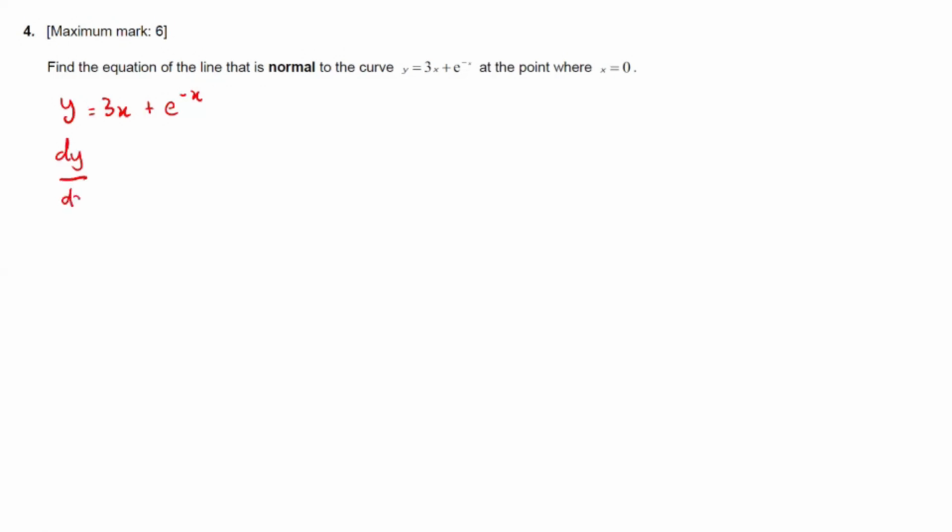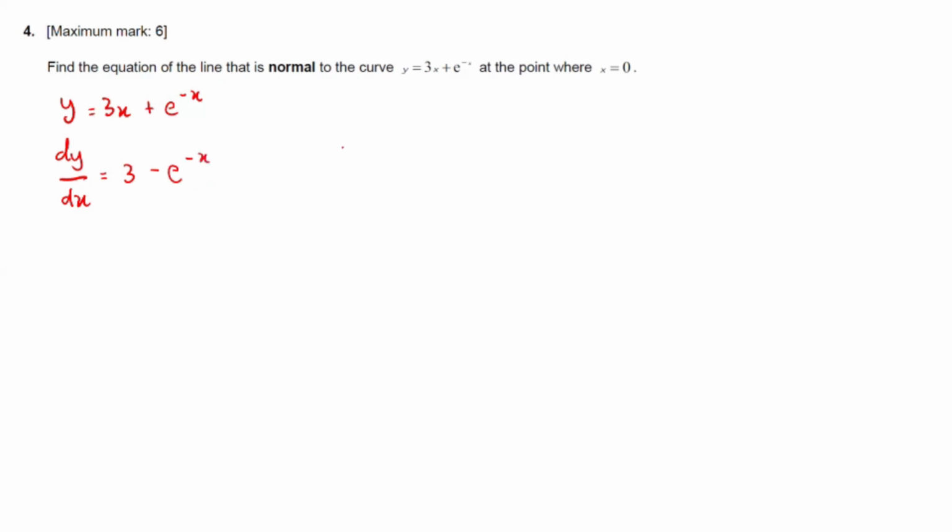We find dy dx. Derivative of 3x is just going to be 3. Derivative of e to the power of negative x. Now, be careful. This is not e to the power of x, but this is e to the power of negative x. Basically, the short way is that we can derive this one first. It's going to be -1. And then we derive this as a whole, which is still going to be e to the power of negative x. So this is what we will have here. 3 minus e to the power of negative x.